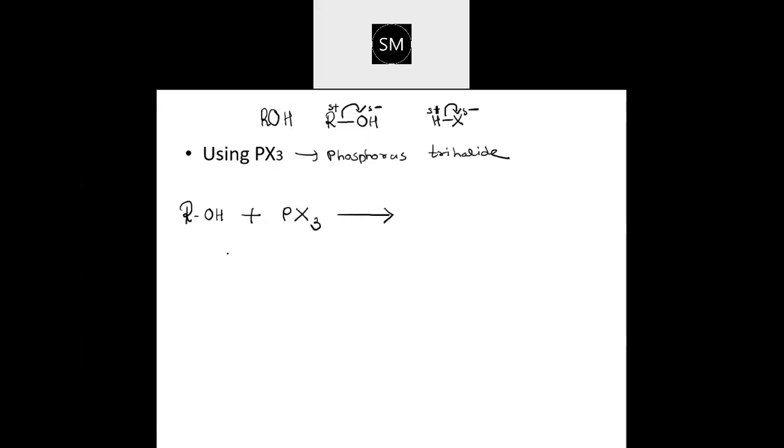Okay, fine, clear? Now you tell me, how will you write the product, students? Oxygen, being more electronegative, gets a partial negative charge, and R gets a partial positive charge. Similarly, phosphorus gets a partial positive charge because the halide is more electronegative, so the halide gets a partial negative charge.